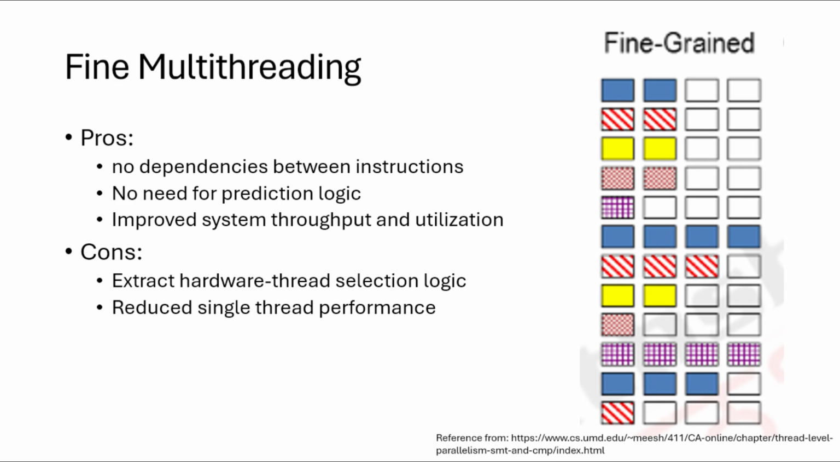So the advantage of fine-grained multi-threading is no need for dependency checking between the instructions because we can make sure there's no dependency, and no need for branch prediction logic, and it can improve system throughput and utilization because with no prediction we don't have to stall the CPU. But the disadvantages are also very significant, like extra hardware complexity and reduced single thread performance, and the dependency logic between the threads still remains.